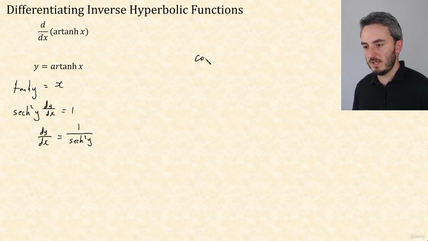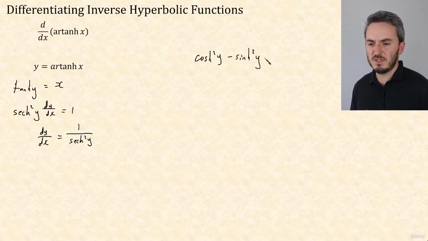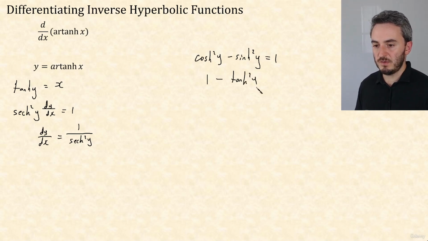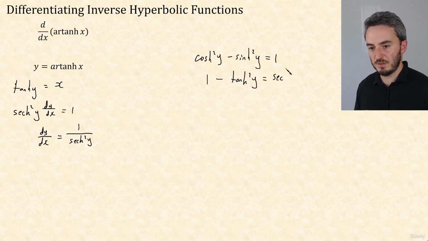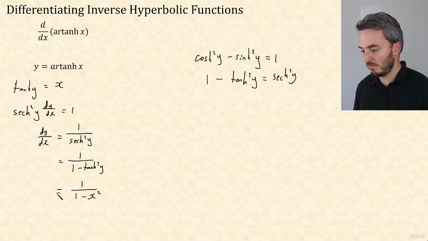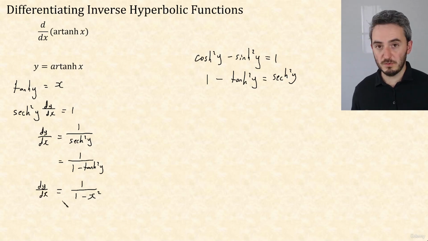So what's the relationship here? Well, cosh squared y minus sinh squared y is 1. Always come back to that one. Dividing through by cosh squared y gets me 1 minus tanh squared y equals sech squared y. So sech squared y is 1 minus tanh squared y, which is 1 minus x squared. So my derivative of artanh is 1 over 1 minus x squared.